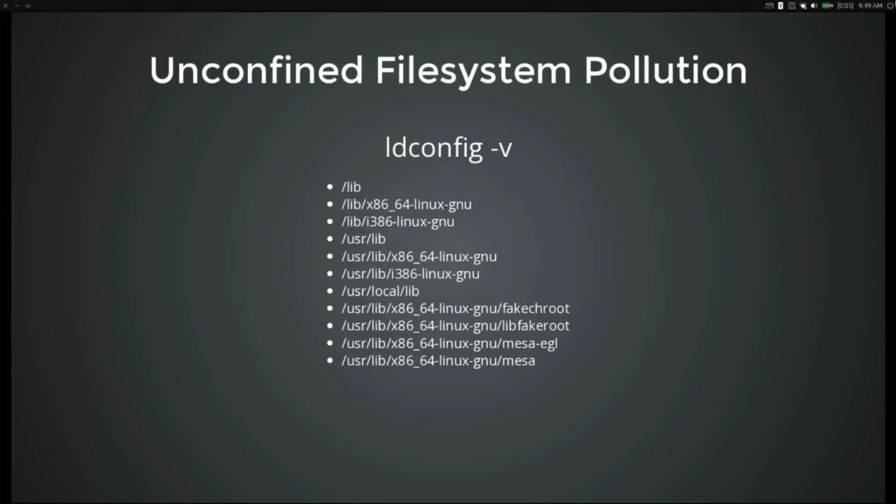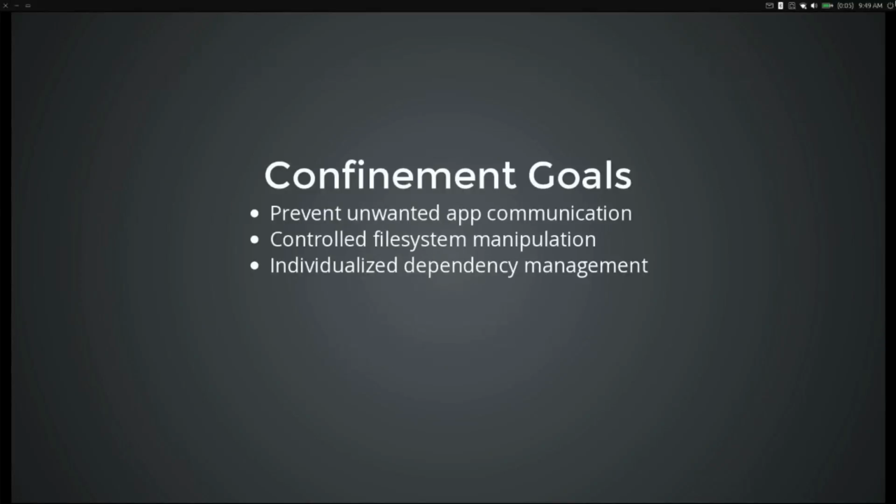Similarly, library and data files appear wherever they please. These are the library search directories I found when running ldconfig. For data directories, I'm honestly not sure I could construct a complete list. So, to generalize the goal of confinement, we want to move away from letting applications snoop on each other without permission, and we want to take back control of our file system, putting these applications in a known location and giving each application the appropriate dependencies.